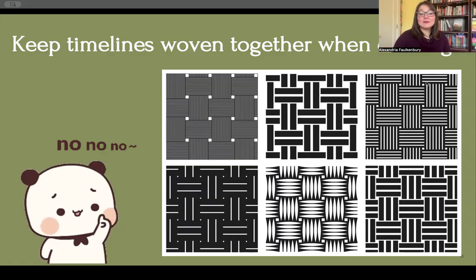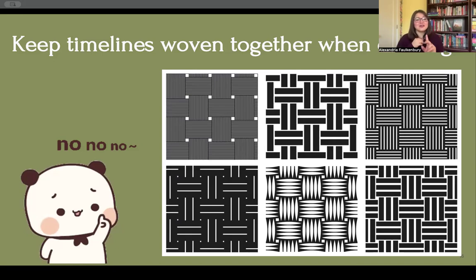There we go. So, keep timelines woven together when drafting. This was a piece of advice that I saw that I thought, whoa, no way. That is one I will say no to because that did not work for me. I saw this advice framed as you need to keep your timelines woven together when you're drafting because if you don't, it's going to be too hard to keep track of them, and only really skilled writers can do that. And I felt the exact opposite way.